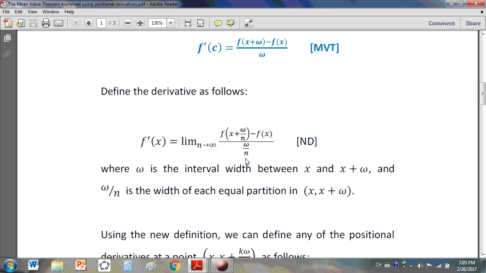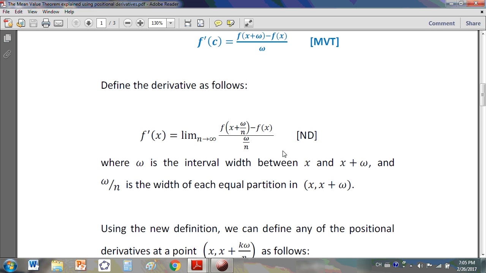Now, omega in this particular formula is actually the length of the interval. A lot of you know where Newton introduced the distance h from the point. Well, omega is the same as h. So what I do is I divide omega or h into n equal parts, okay? And then I define the derivative as you see in the formula nd. You can actually try that out.